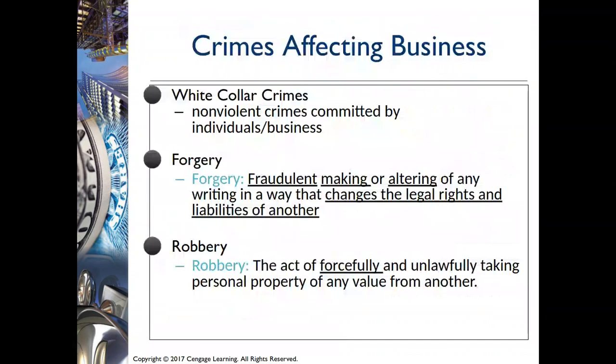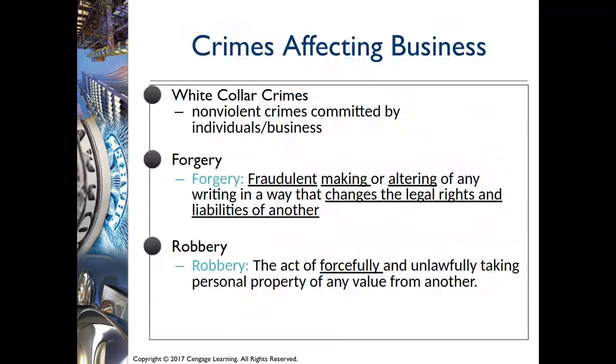Some crimes affecting businesses. Business crime is sometimes called white-collar crime, and this came about many years ago when men and women would go to the office and wear a white shirt with a white collar. They are non-violent crimes committed by individuals and businesses. One example is forgery, fraudulently making or altering a writing in a way that changes the legal rights. I just heard an example today of counterfeit $100 bills circulating.